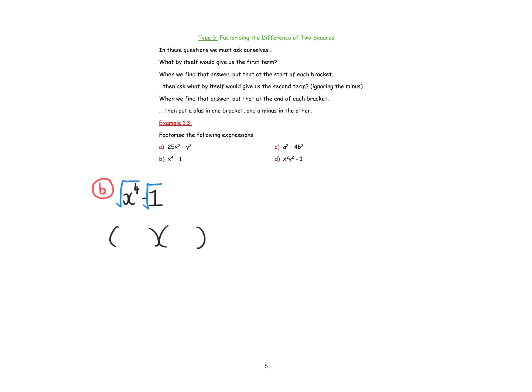The square root of x to the power of 4 leaves me with x squared. So I write that in the start of both brackets. The square root of 1 is just 1. So I write that in the last part of each bracket. I put a plus sign in one bracket and a negative sign in another bracket. Therefore, when we factorise x to the power of 4 minus 1, we're left with x squared plus 1 times x squared minus 1.